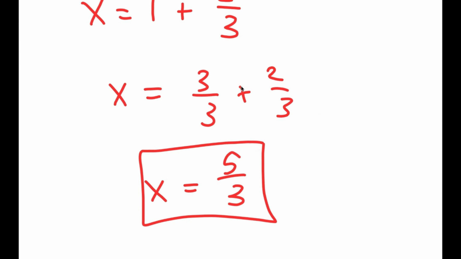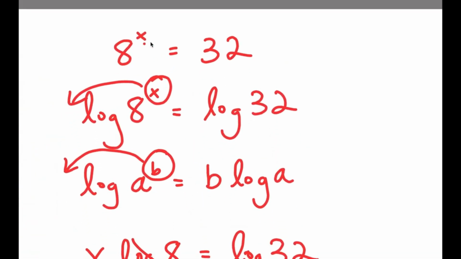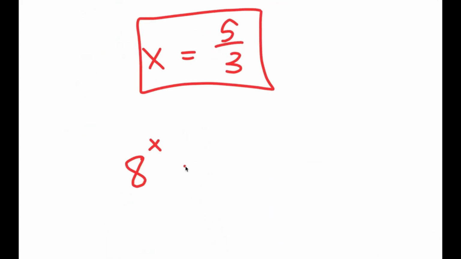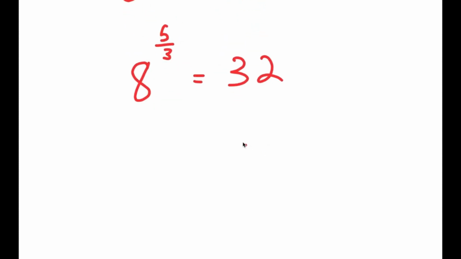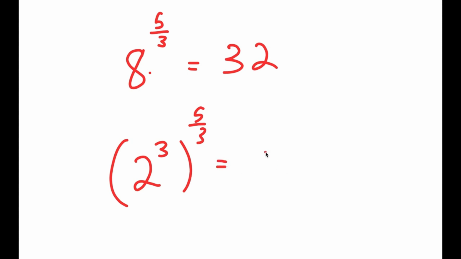Now, how do we know that this is the right answer? So, going back, we have a to the power of x equals 32, and we're plugging in 5 over 3. So we get 8 to the power of 5 over 3 is equal to 32. Now, you already know 8 is the same thing as 2 to the power of 3. So I get 2 to the power of 3 to the power of 5 over 3 is equal to 32, and 32 is the same thing as 2 to the power of 5.